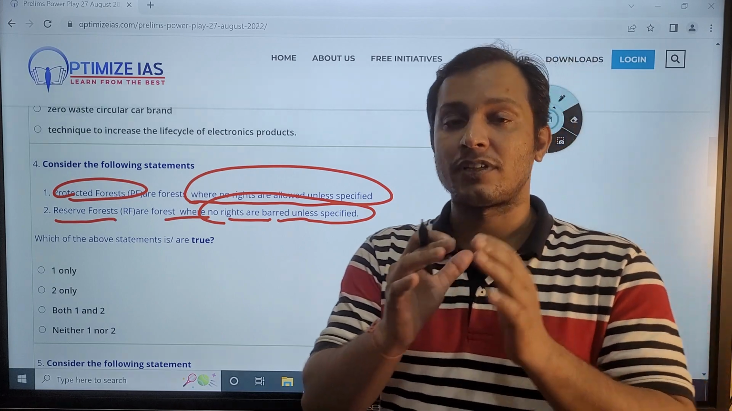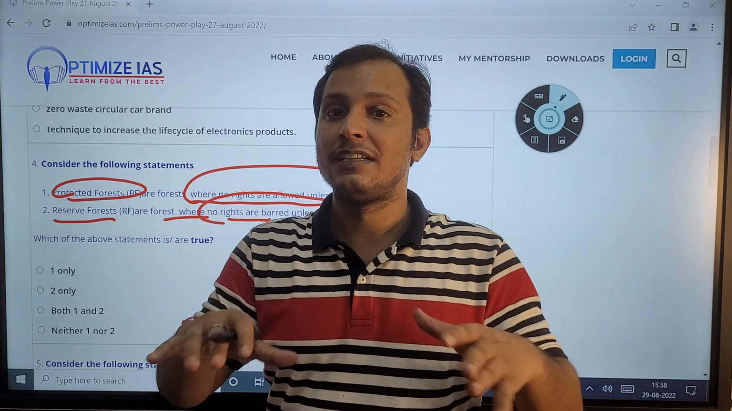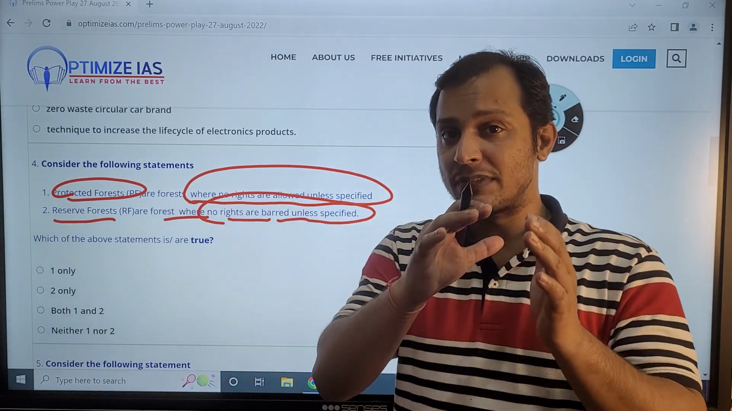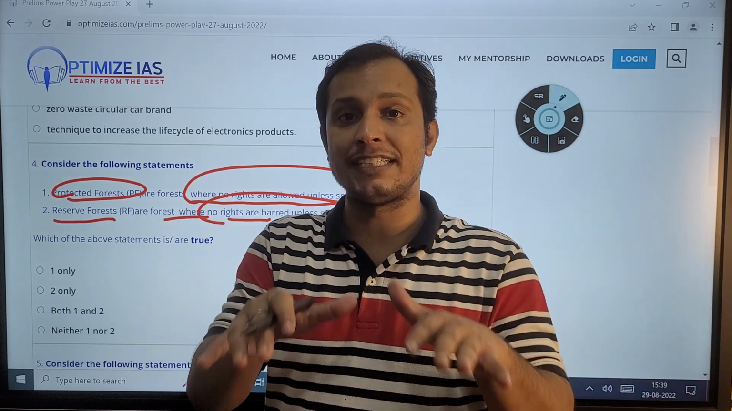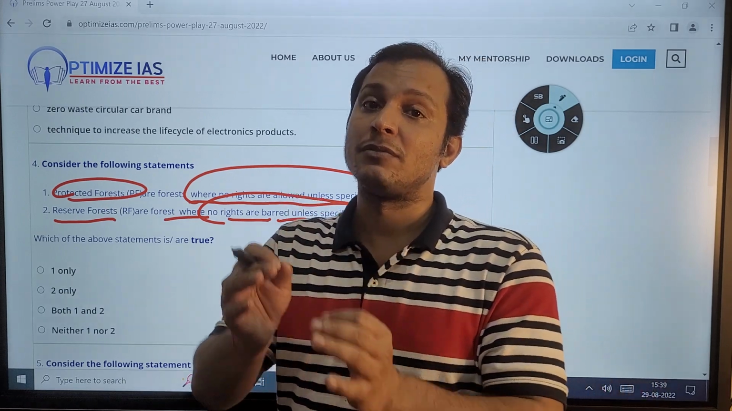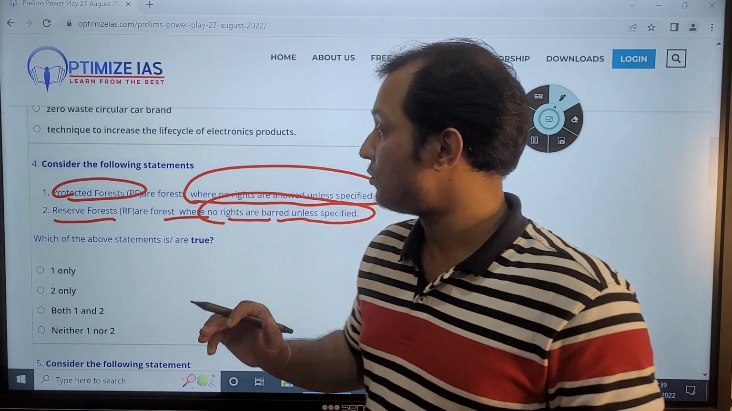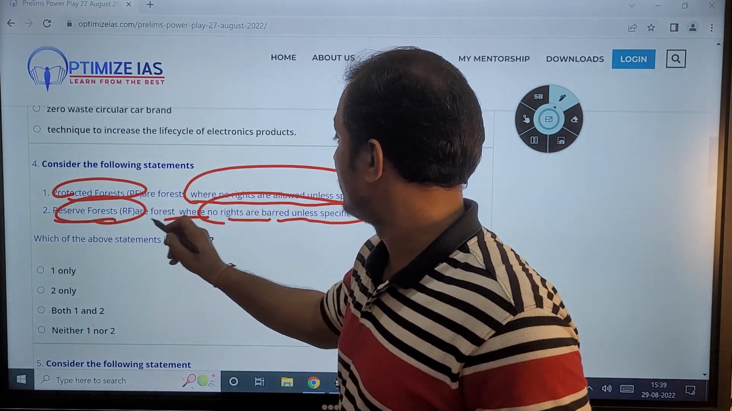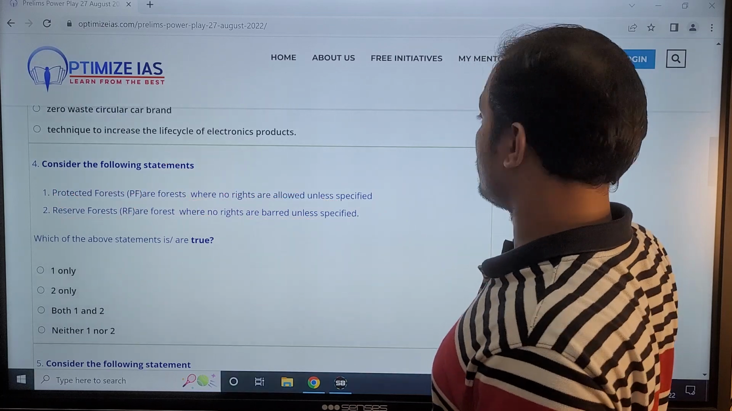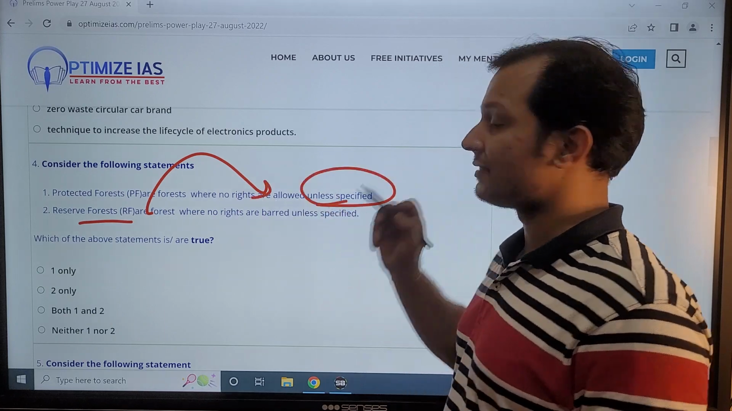Guys, between protected forest and reserved forest, there is a fine difference. Reserved forests are those forests that are completely under the control of the state government, and people do not have any right unless given permission by the state. So reserved forests are those forests where there are no rights unless specified by the state government.